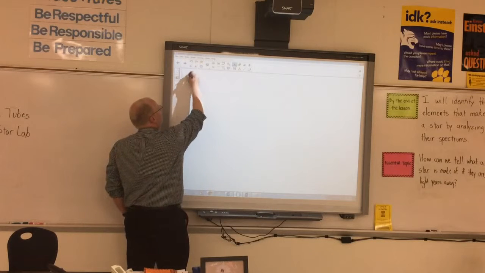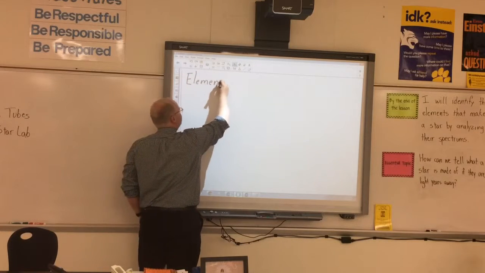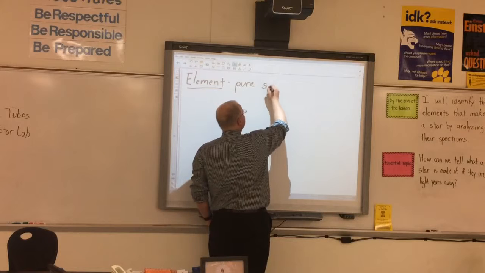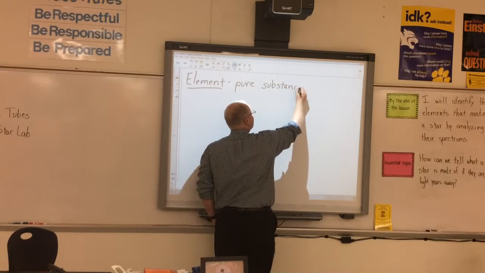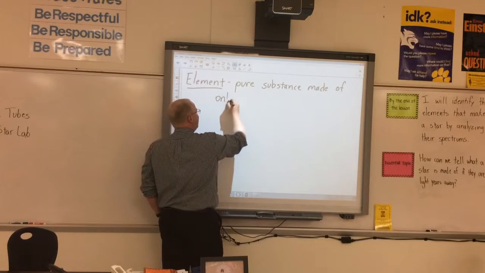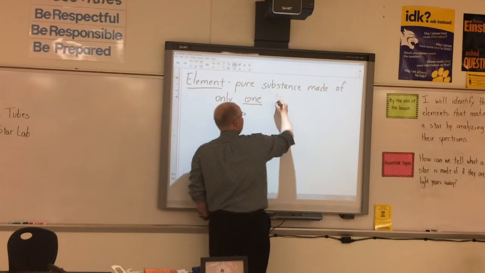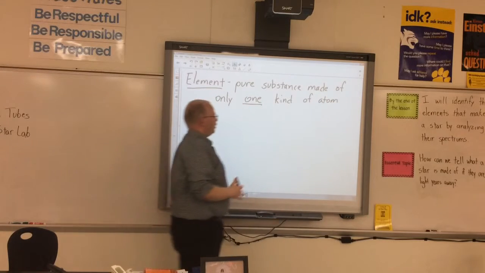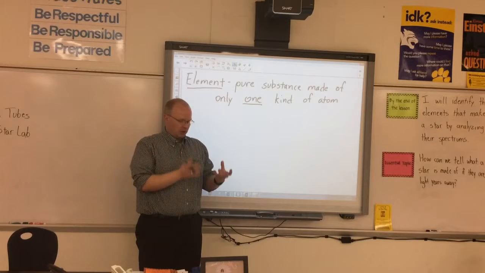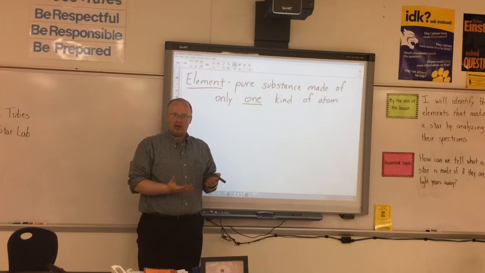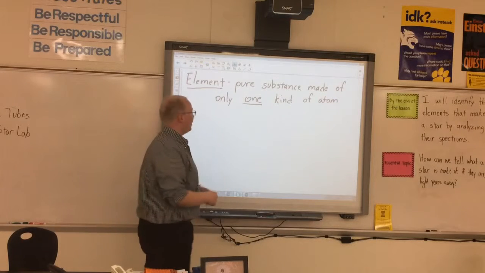So let's start super simple. What is an element? An element is a pure substance made of only one kind of atom. So like if you had a gold bar, a bar made of nothing but gold atoms, that would be an element. It's pure, it's only one kind. If you were using rocket fuel, like for the space shuttle, that rocket fuel is mostly hydrogen. It's all hydrogen. That's an element. It's one kind of atom.